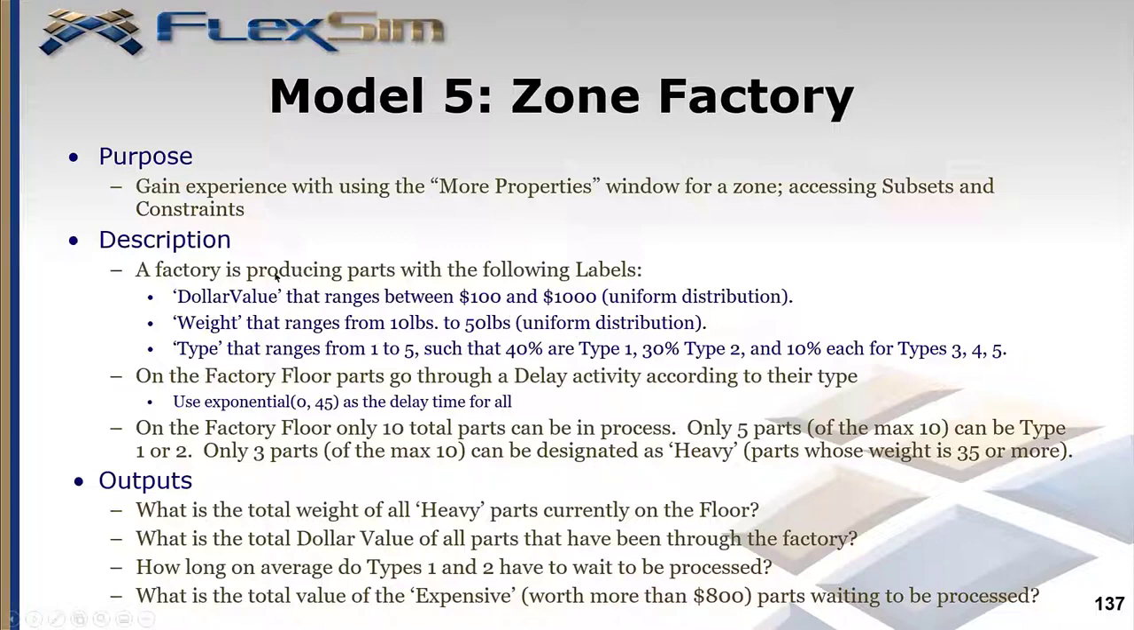So we're going to assign our tokens a dollar value label that can range from $100 to $1,000 using the uniform distribution. We want to assign them a weight label that ranges from 10 to 50, also according to the uniform distribution, and a type label that can be a value from 1 to 5, but distributed by these percentages. So 40% for type 1, 30% for type 2, and 10% for types 3, 4, and 5.